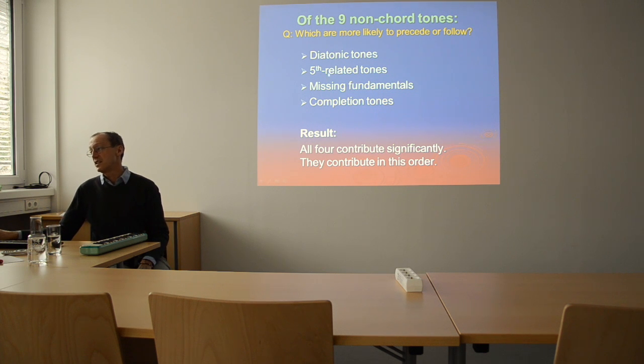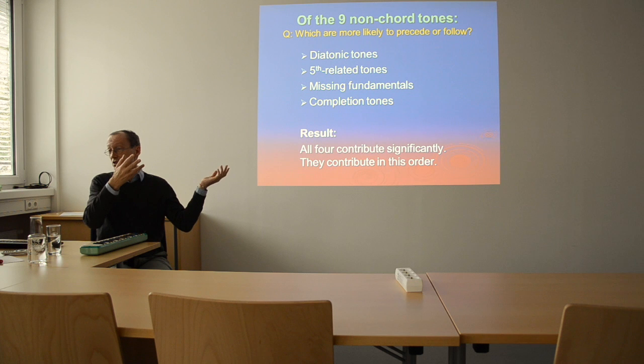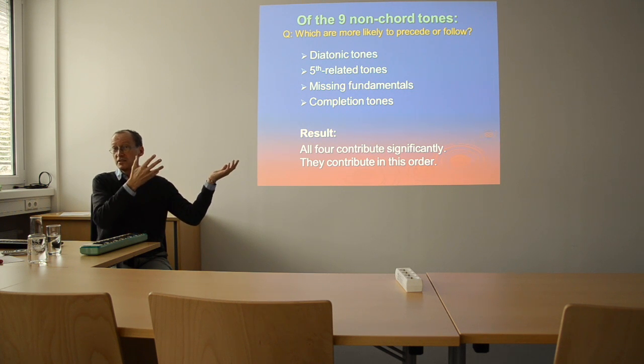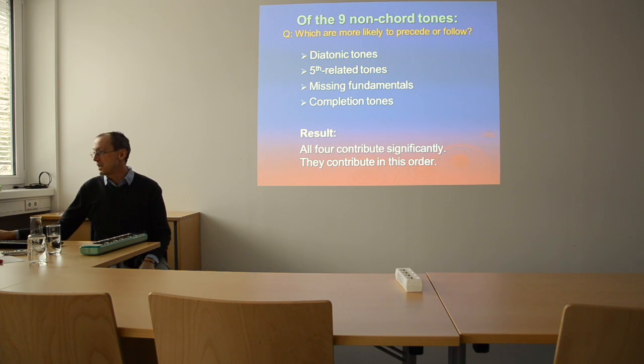The second one is the interval of a perfect fifth is preferred. The third one is something called missing fundamentals, which I'll explain in a minute. And the fourth one is completion tones. If you hear a chord and another tone, it makes a new chord. And does the new chord sound familiar or not, is the question. So we developed a model to try to explain this, and it's based on these four factors here.